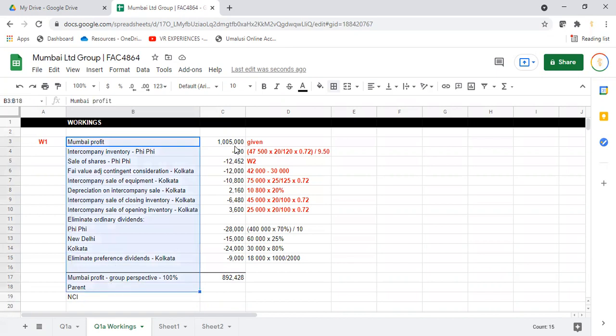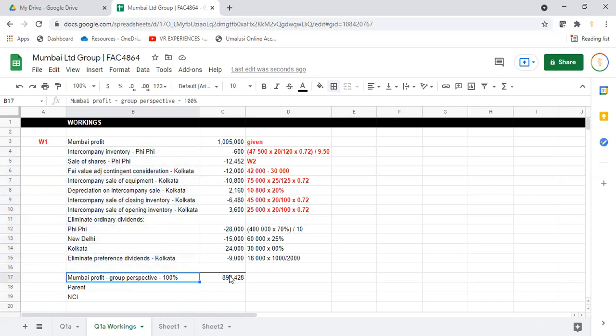Okay, so you can see I have a start of the profit as per the separate trial balance. But I know that's not what the group wants. So then I do all the group adjustments. So remember, the group adjustments are twofold. Group adjustments at acquisition and group adjustments of intercompany that impact the profit number I'm dealing with, Mumbai's profit. So any of those transactions that impact the profit of Mumbai. Once I do that, I get a profit from the group perspective at 100%.